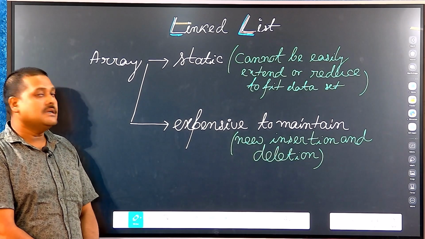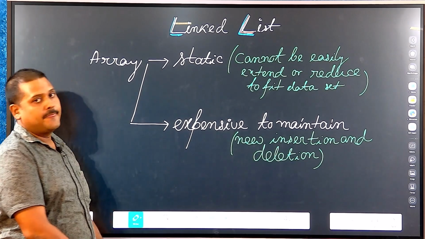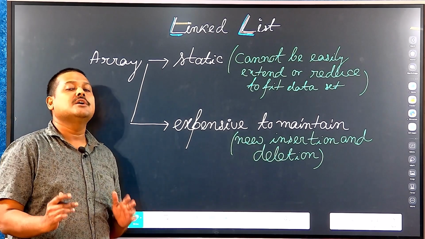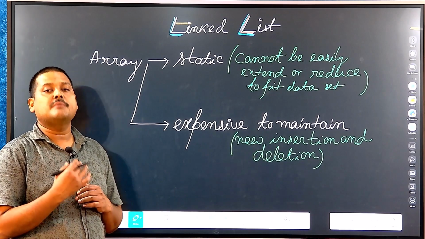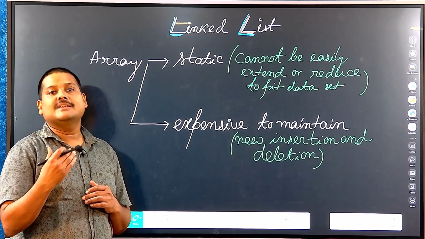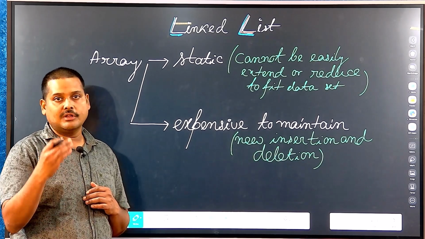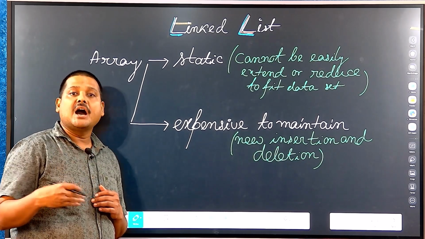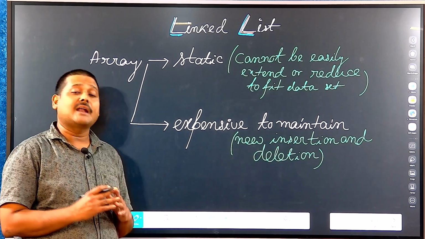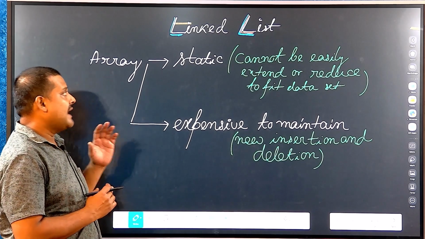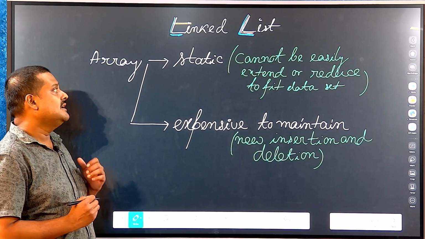Okay. So, what are these limitations? In case of array it is static. Why is it called static? Static means whenever we are allocating some memory space at load time, when the program is going to load from secondary storage to primary storage, all the variables or all the memory which is required will be allocated inside main memory, and that is called static. In the runtime we can't change it. So, it cannot be easily extended or reduced to fit the data set.